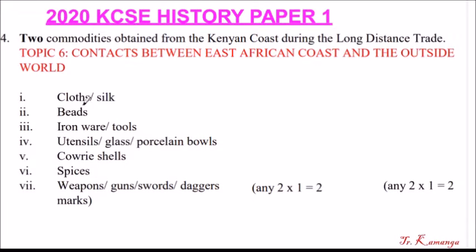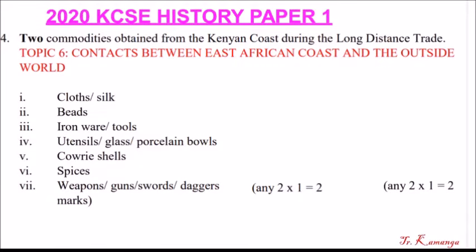So the commodities were like clothes or silk, beads, ironware or tools, utensils, glass, porcelain bowls, cowrie shells, spices, weapons. If you mention guns, say okay, swords, daggers. So because this question is awarded 2 marks, you can ignore this. So you get 2 marks if you mention any 2. For example, if you say cloths and beads, that's okay. If you say beads and spices, you still get it. There are so many. You only need to remember any 2 of these.